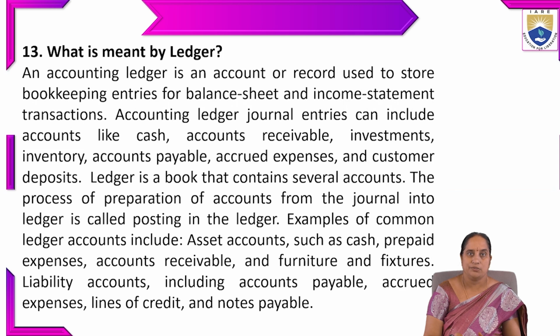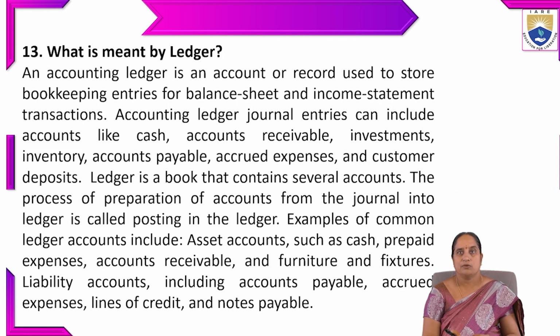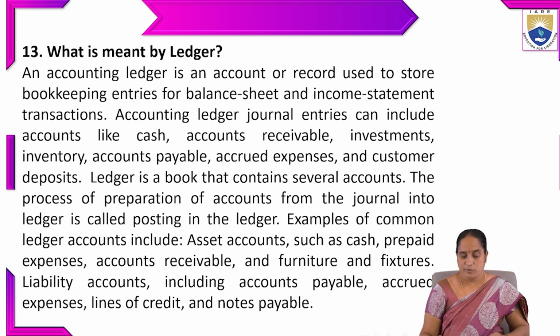Examples of common ledger accounts include asset accounts such as cash, prepaid expenses, accounts receivables, and furniture and fixtures. Liabilities accounts including accounts payable, accrued expenses, lines of credit, and notes payable.